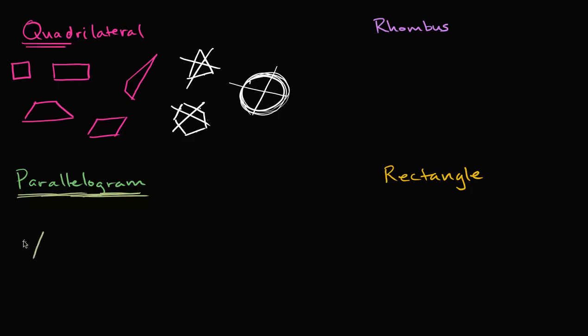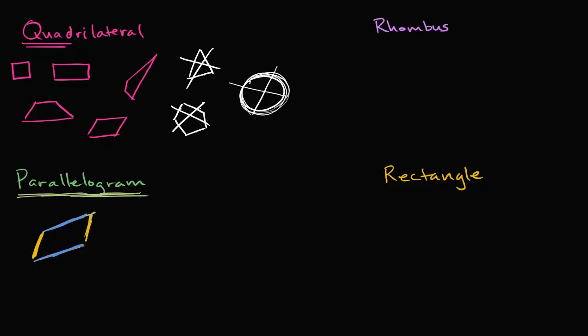So something like this would be a parallelogram. Why? Because this side is opposite to this side, and they're pointed in the same direction. If I were to draw an arrow here, those arrows are pointed in the same way. So those two sides are parallel, is the word we say, and these two sides right over here are parallel. So this is a parallelogram.